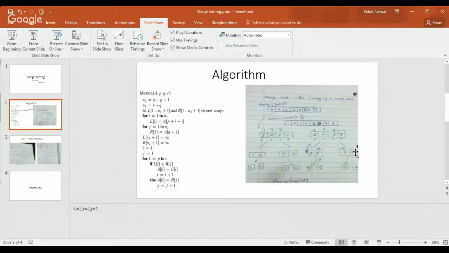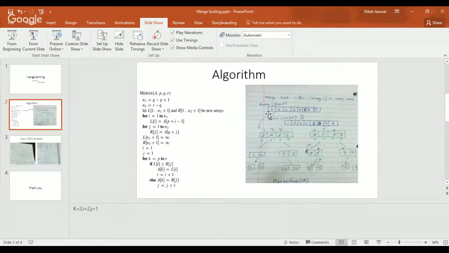So merge sorting: the estimated time analysis for merge sorting is n log n, and that is for the worst case. We will talk more about this time analysis in more lectures, as we get more and more sorting algorithms. But today, my focus is on merge sorting.